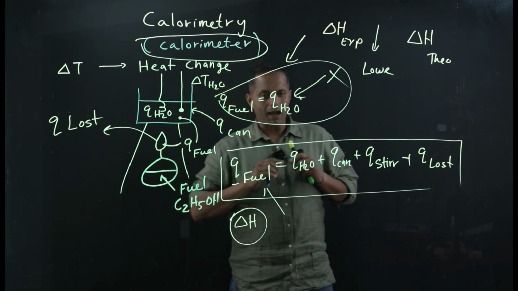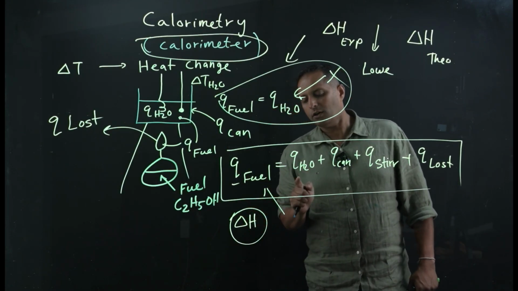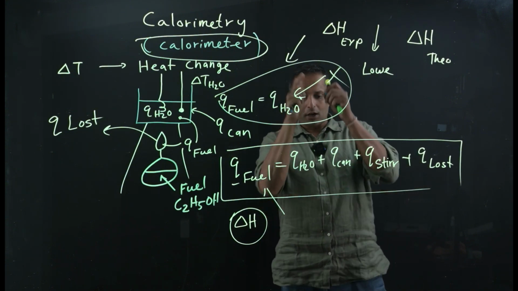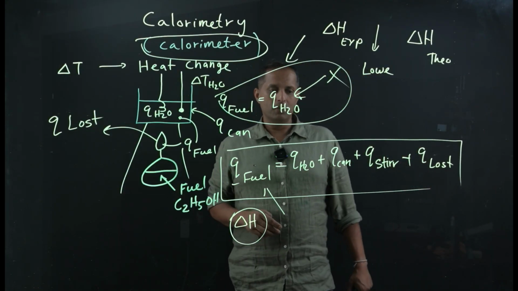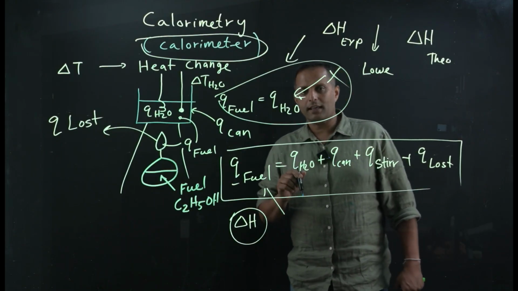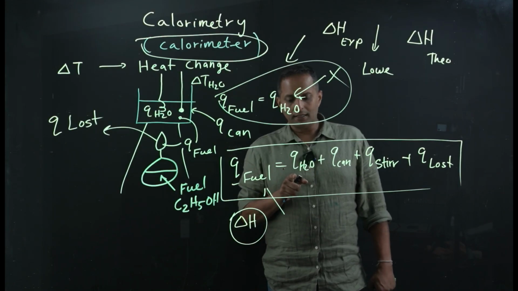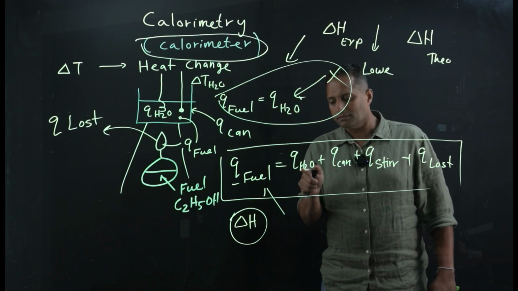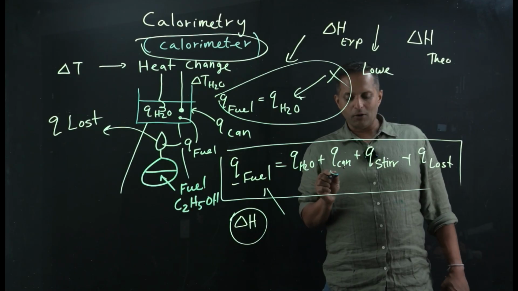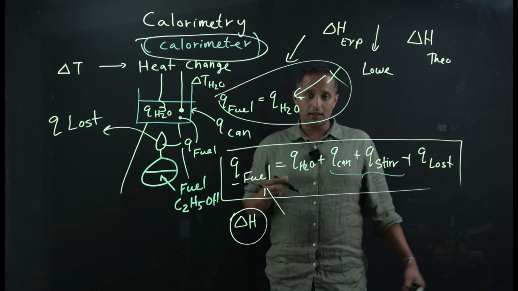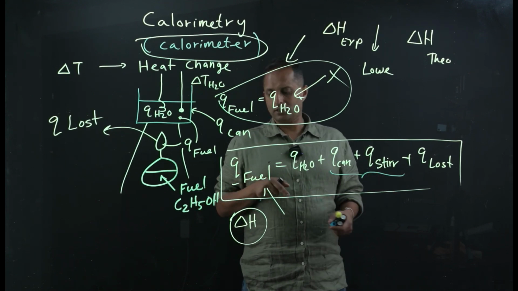By doing that, we are not just going to say Q fuel is going to be equal to Q water, we are also going to incorporate Q can, Q stir, Q everything, including the Q lost. That is why we use a calorimeter. So by using a calorimeter, we do not only use Q fuel as Q water, but we also incorporate these Q values, Q can, Q stir, everything, into this expression.